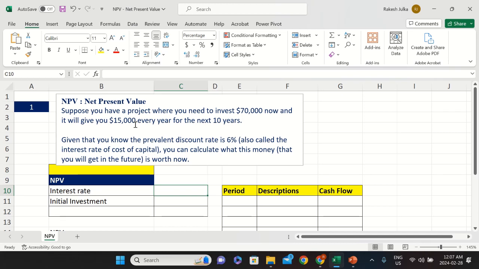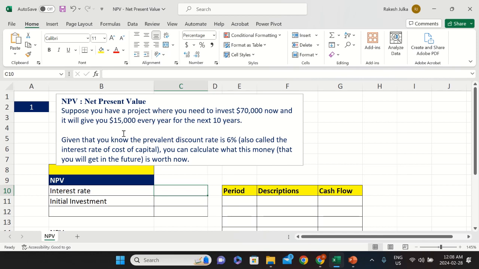What is the net present value and how can we calculate it? And second, what is the purpose behind it, why do we calculate the net present value? Suppose you have a project where you need to invest $70,000 today, and it will give you $15,000 every year for the next 10 years.